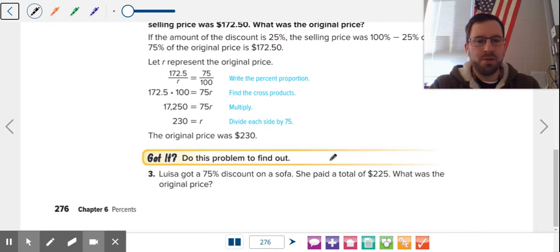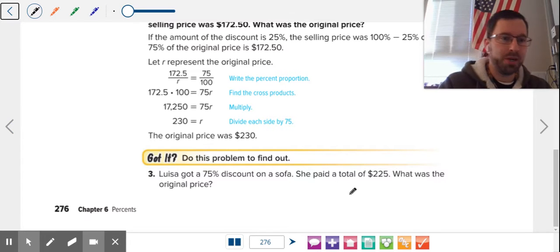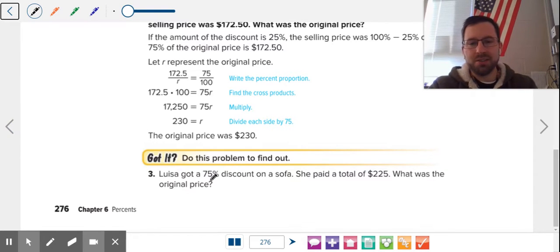Now, how do you do problems where you know the discounted price and have to work your way backwards to the original price? This is where that percent proportion or equation come in handy. So Louisa got a 75% discount on the sofa. She paid a total of $225. So let's set this up. I'm going to use a proportion. I think a lot of kids find that easier. But we could do an equation if you wanted to. I'll just set up the equation for you.